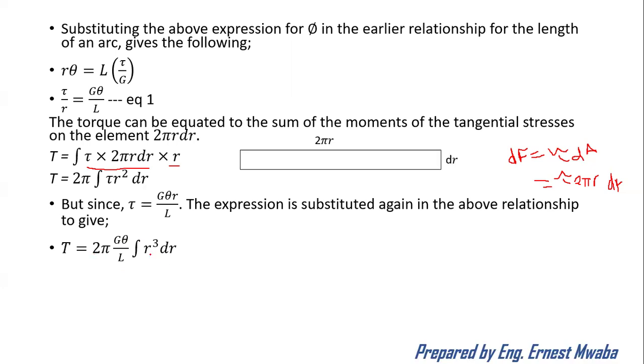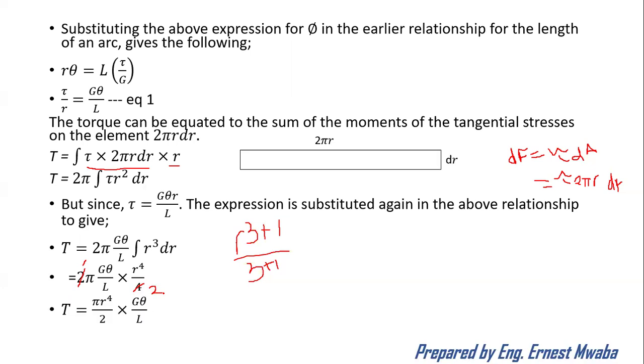Then you can now integrate. When you're integrating R cubed, what you have is R raised to power 3 plus 1, over the same 3 plus 1, which gives us the result like this: R raised to power 4 over 4. But you can see there's a 4 here and there's a 2 there. So 2 into 2, 1. 2 into 4 is a 2. So hence you have pi r4 over 2.